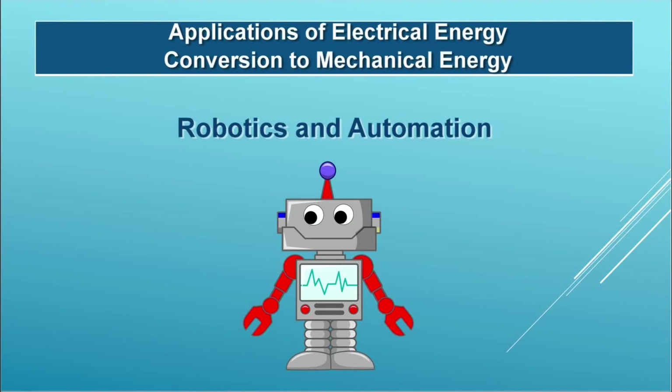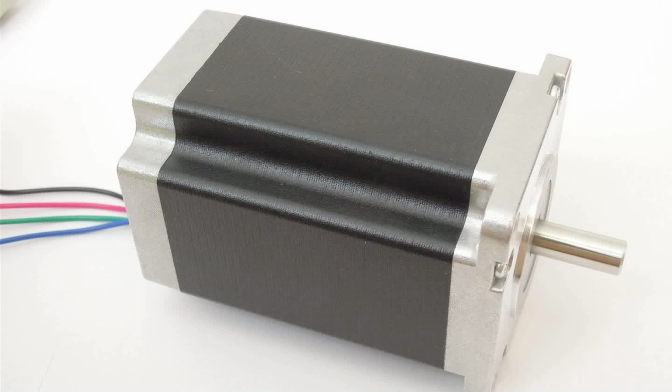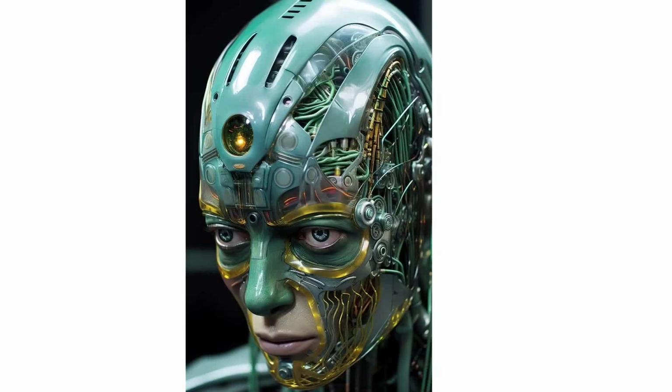Robotics and automation. Electric motors such as stepper motors are widely used in robotics and automation. They provide precise movement control, allowing robots to perform complex tasks with accuracy and repeatability.